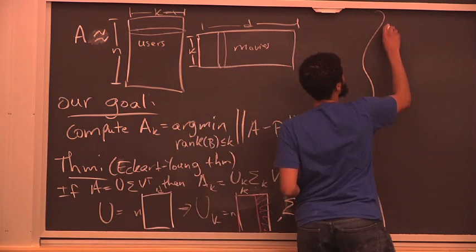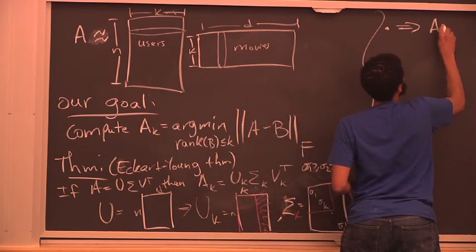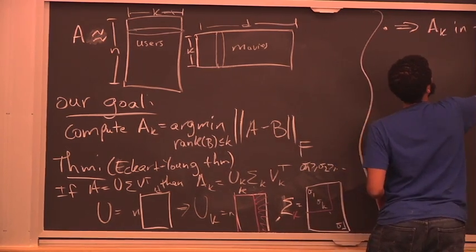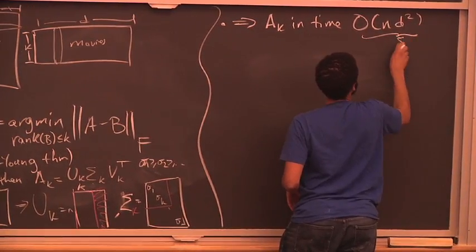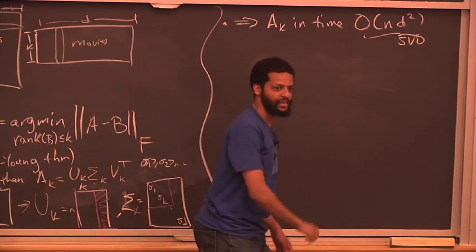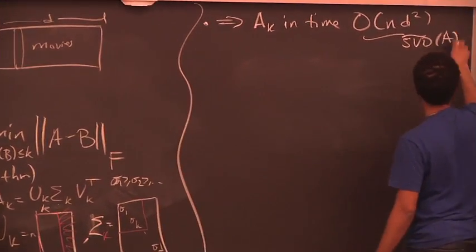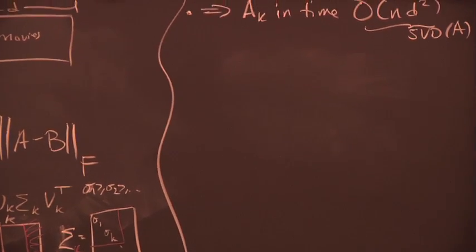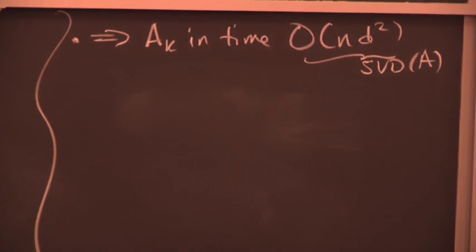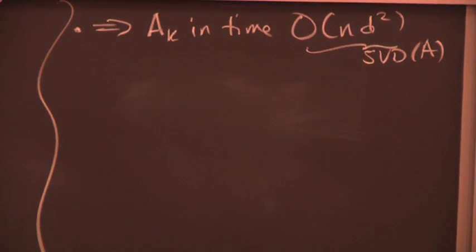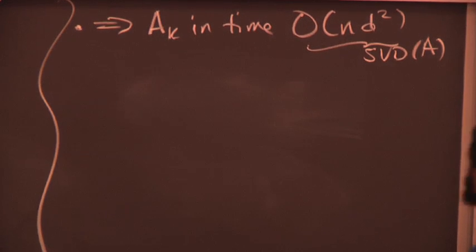What this tells us is we can compute A_k in time O(nd squared). This is the SVD time, right? Once you have the SVD, getting the best low rank approximation is easy. That's what this is telling us. But just like regression, I don't want to spend SVD time. I want to do things faster. So, theorem.